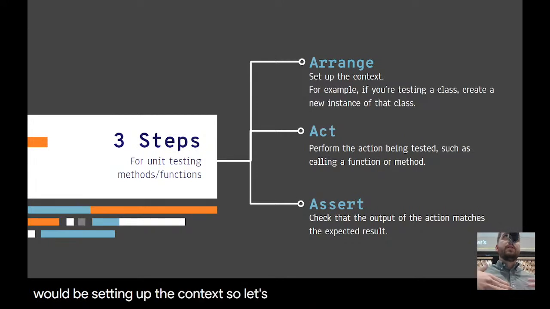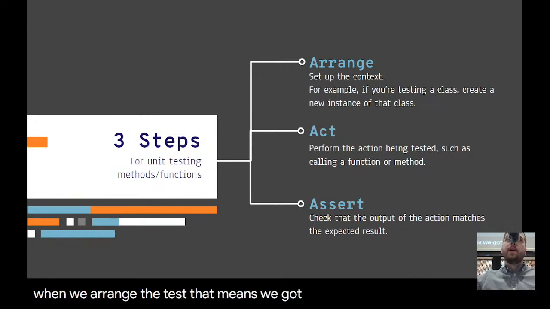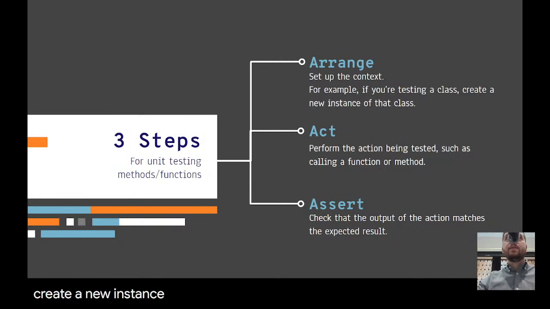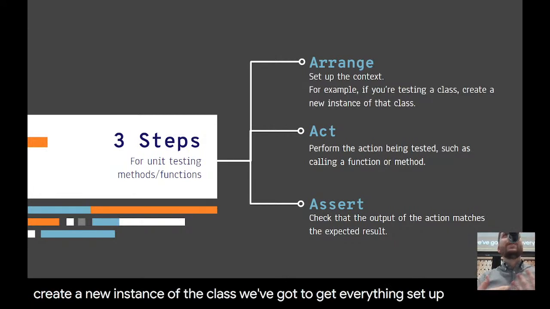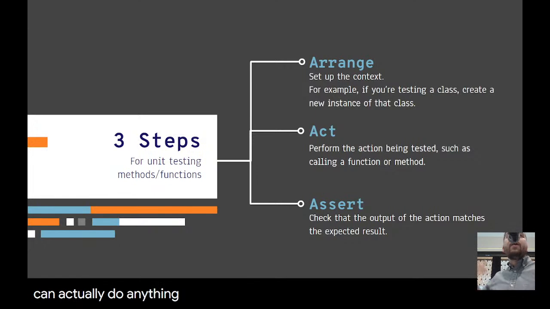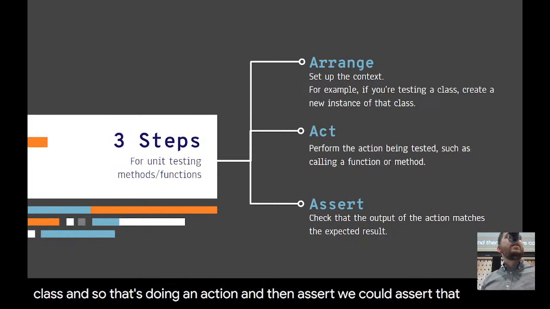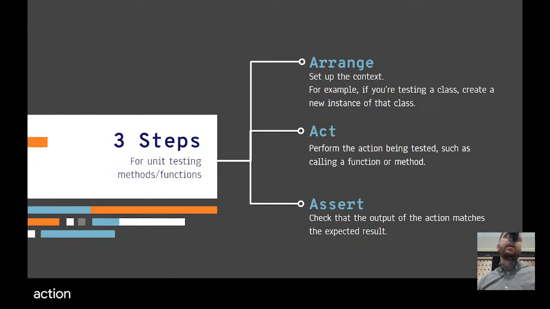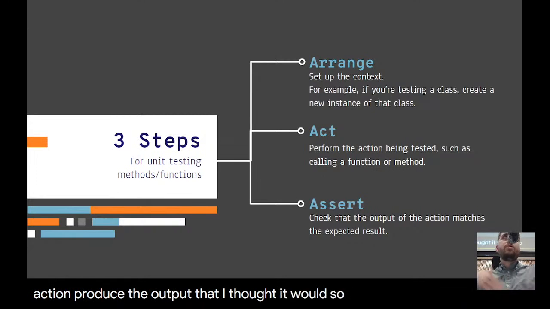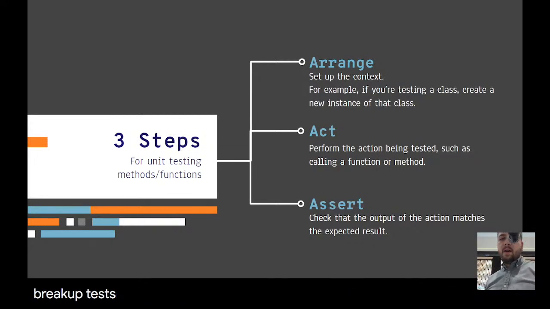So let's say, for example, we want to test a class. When we arrange the test, that means we've got to import the class, create a new instance of the class, and get everything set up before we can actually do anything. Now, acting would be like if we called a method on a class. That's doing an action. And then assert: we could assert, did this action produce the output that I thought it would? So this is just a way to break up tests.